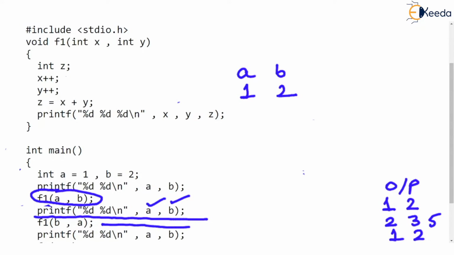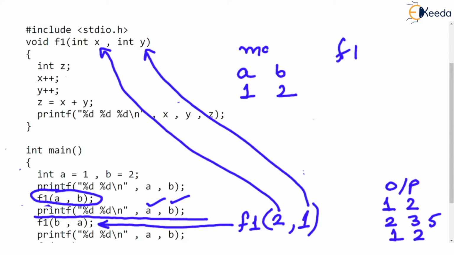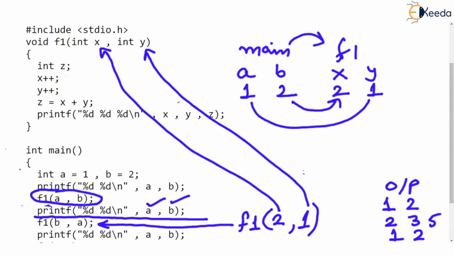Now check this call. Next line, which is F1(B, A). Tell me, aren't we passing value of B? Value of B is 2 and then value of A. So clearly 2 will be copied in X, first parameter, and 1 will be copied in Y. So F1 opens again. Main is now waiting because main has called F1. F1 has parameter X, which is 2. X has actually received the value of B and Y is 1. Y has received the value of A.